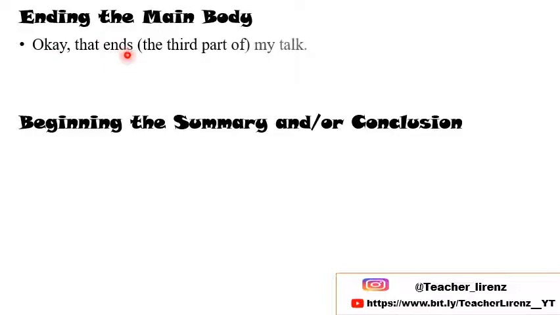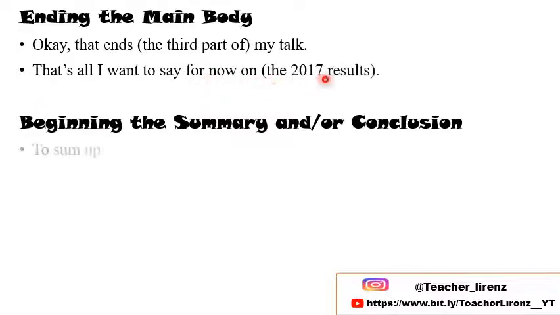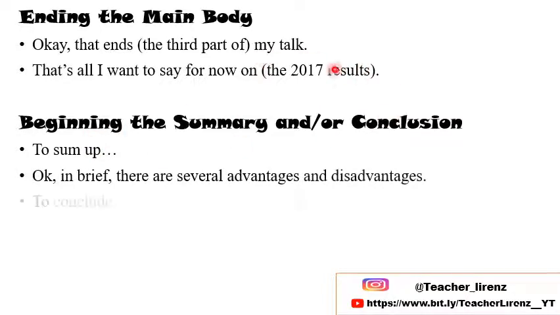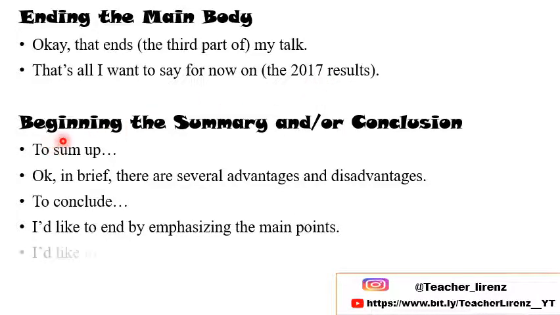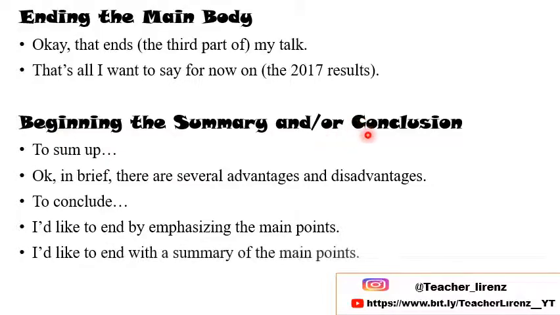Okay, that ends the third part of my talk, for example. That's all I want to say for now on the 2017 results. For example, you are reading the data of 2017. Beginning the summary and conclusion. To sum up, okay, in brief, there are several advantages and disadvantages. To conclude, I'd like to end by emphasizing the main points. I'd like to end with a summary of the main points.